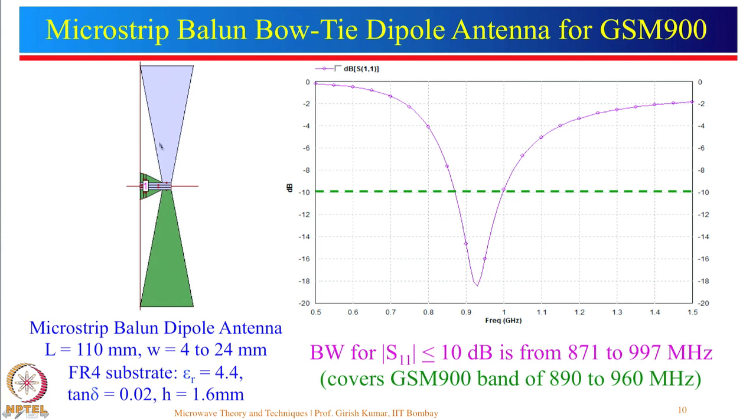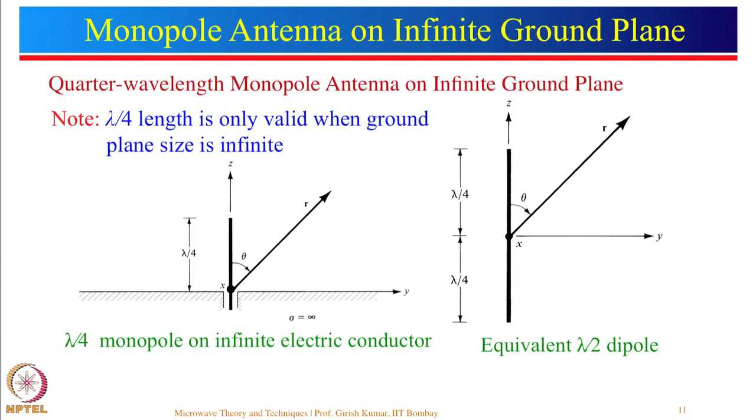Also, in this particular case, it is the slant length which is important instead of a vertical length. So if you see, the total length in this particular case is 110 mm. Which is smaller than the previous case. Here, small w varies from 4 mm at this particular point to 24 mm. Let's see the result of this particular antenna. So in this particular case, we get a larger bandwidth compared to the previous case. Now the bandwidth is increased from 871 to 997 megahertz.